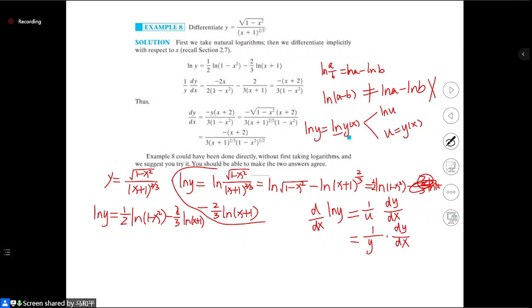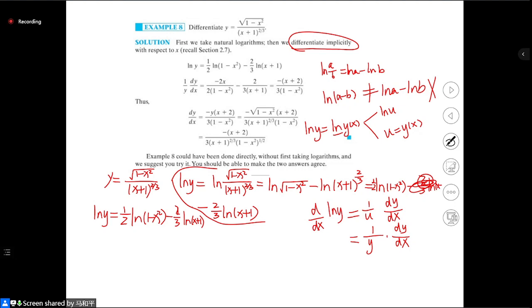If you forget the differentiation, this means you can review this part. Differentiate implicitly. We learned it last semester, and I remember you know it.